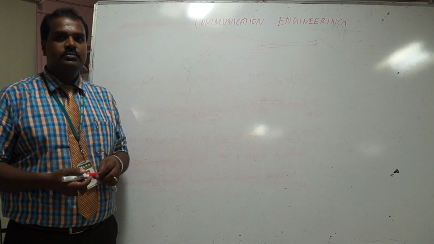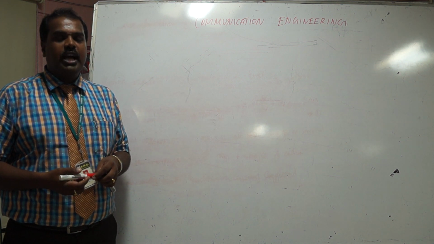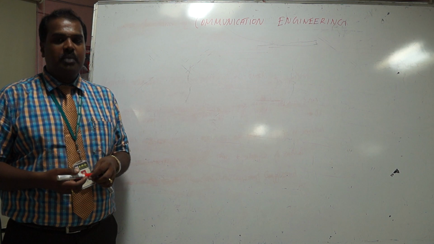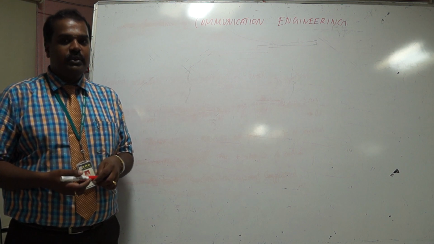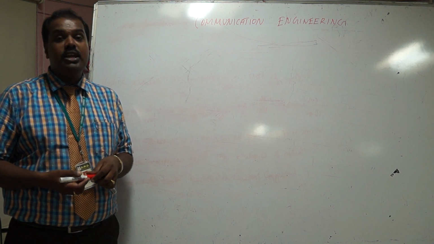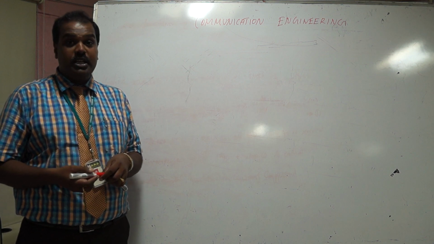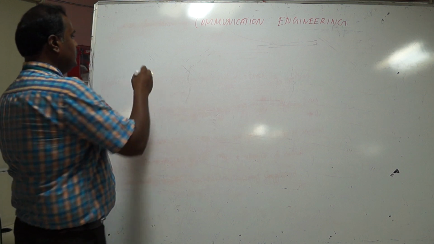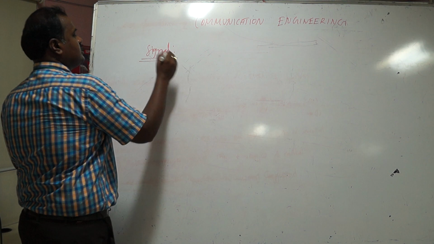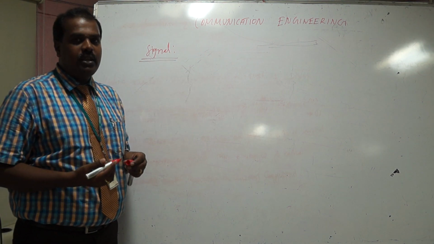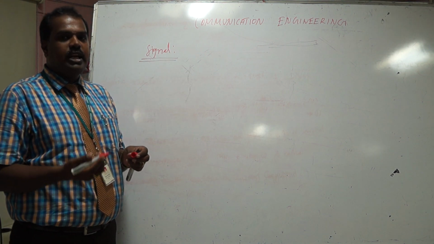In this lecture, the continuation of the previous lecture, I am going to talk about signals and types of signals. In the last video we discussed how communication takes place. Now we are going to discuss signals in detail. A signal is one kind of data. It will be transferred through the transmitter and receiver.